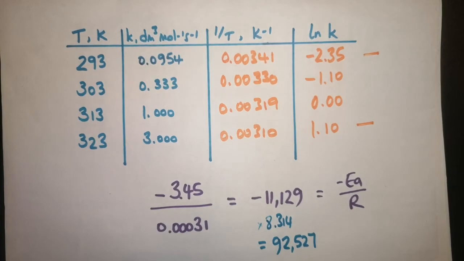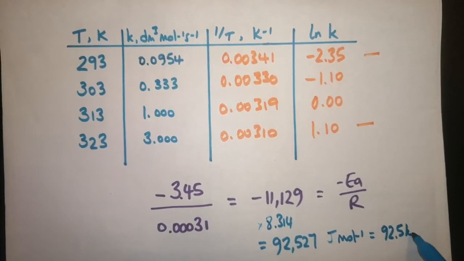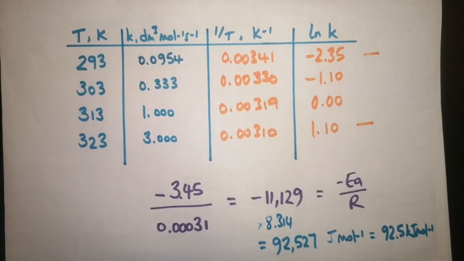Now I've got to be careful here and think about the units. Remember, when we're using the Arrhenius equation, the Ea is inputted in joules per mole, so this is joules per mole. We wouldn't normally report an activation energy in joules per mole, so that should be changed to 92.5 to 3 sig figs kilojoules per mole. So we have our value of activation energy from our graph. Okay, right, next thing.